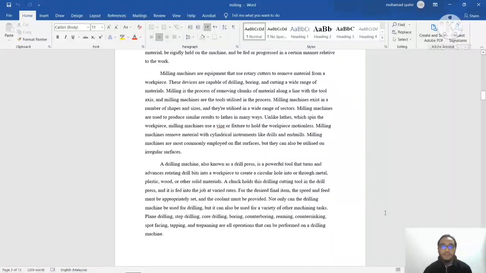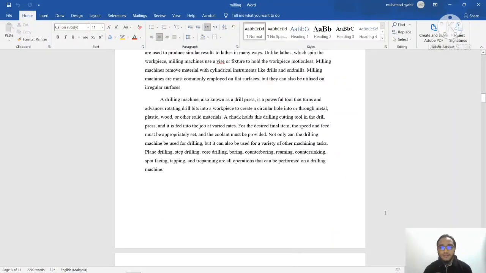The next one is the drilling machine. A drilling machine, also known as a drill press, is a powerful tool that turns advanced rotating drill bits into a workpiece to create a circular hole into or through metal, plastic, wood, or other solid materials.